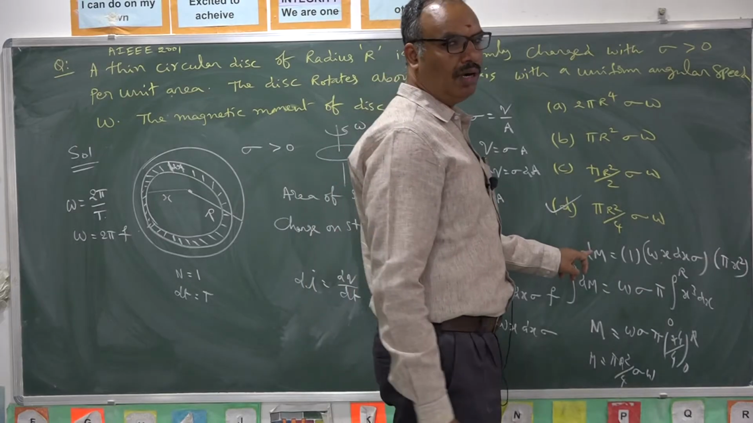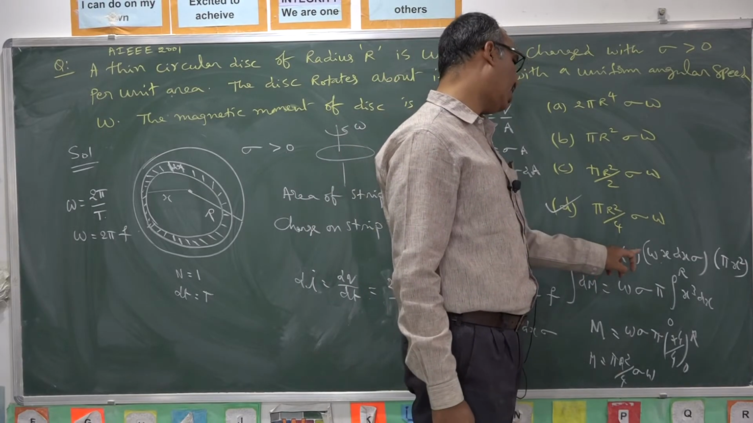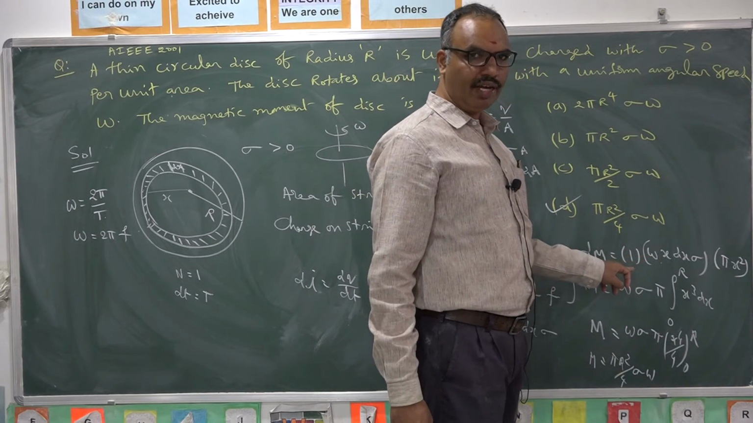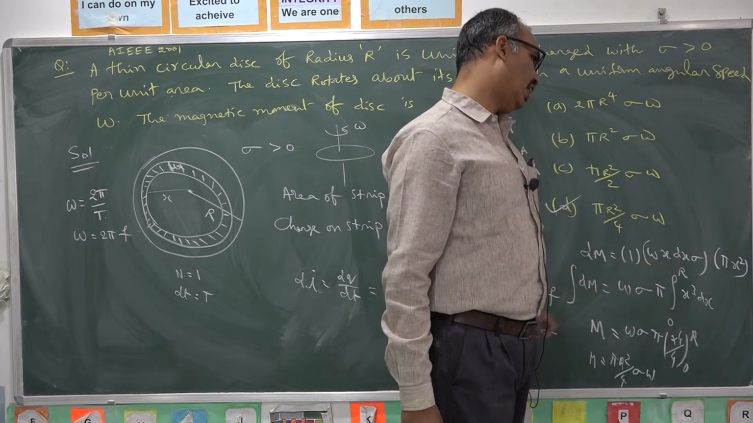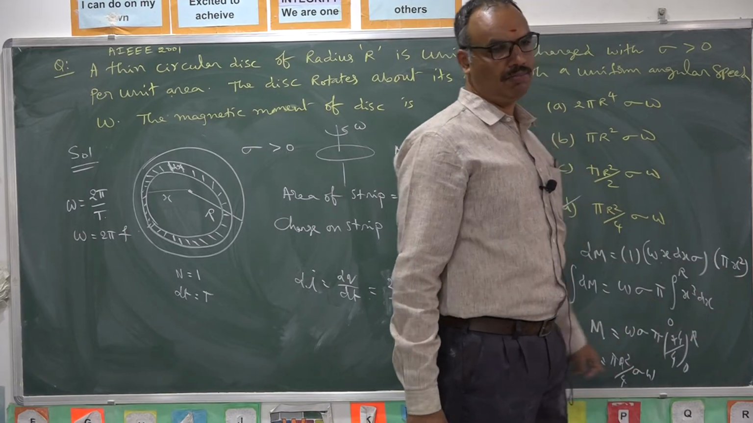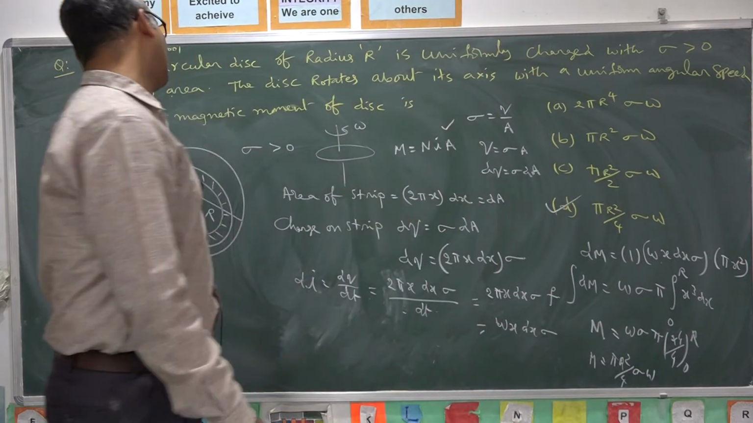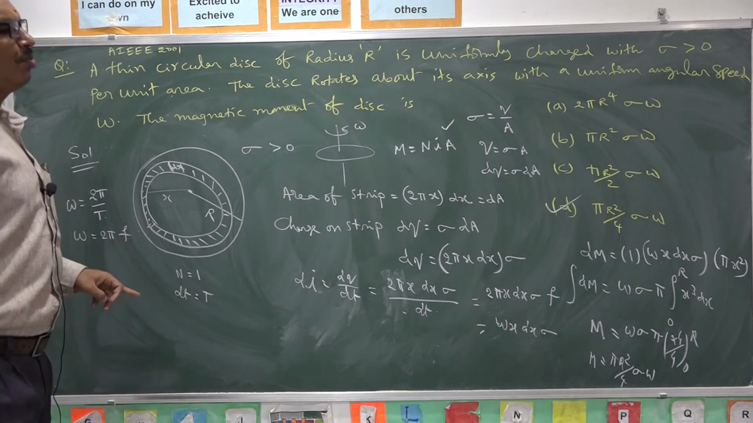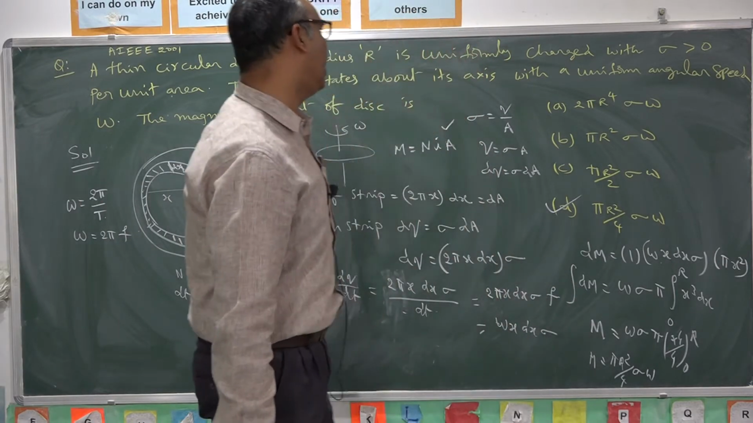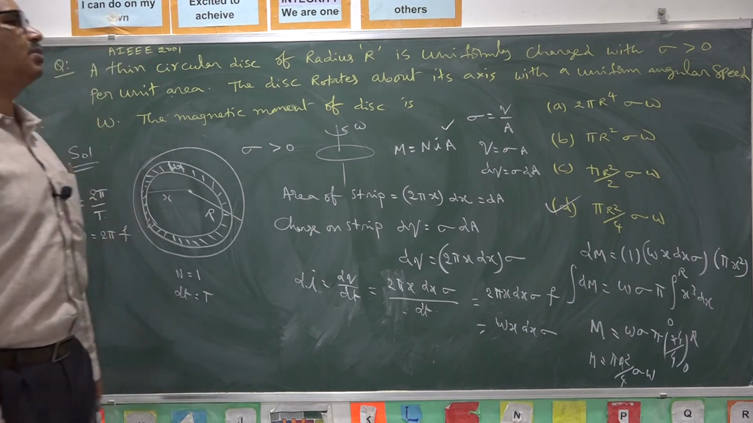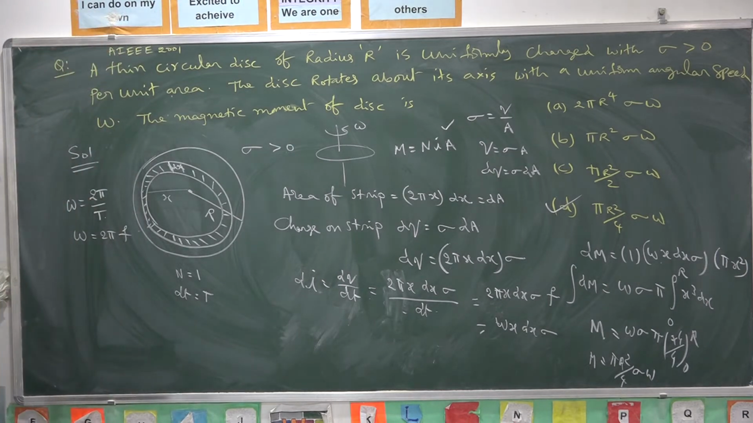Then the magnetic moment developed due to the elemental strip is given by NIA. Only one rotation we are taking, which means the number of loops is 1. Current we calculated. Area is pi x square. Pi x square is the area over which the current is moving. Upon integration of this, we will get the magnetic moment due to the entire disk. So the fourth option is the right option for this question.